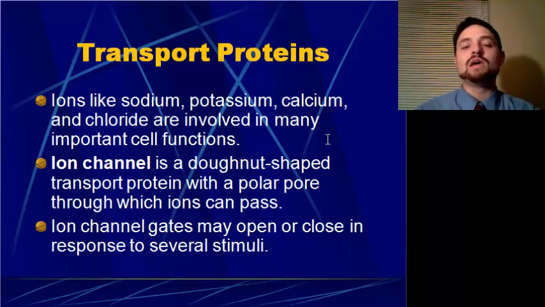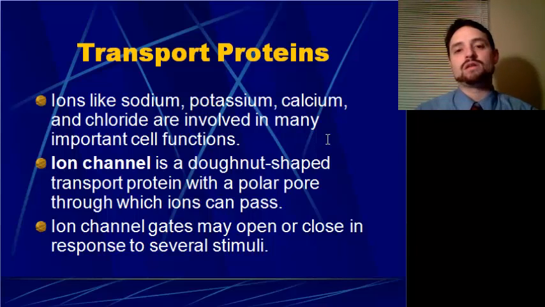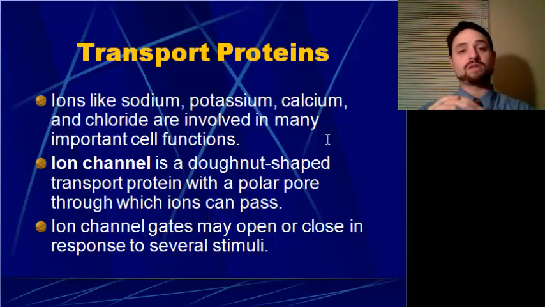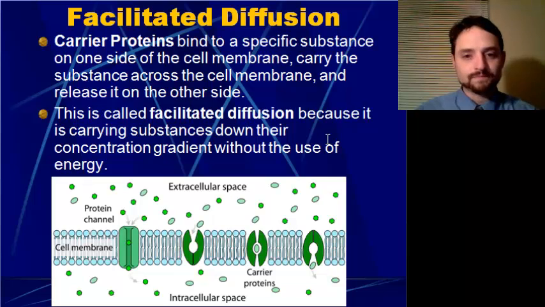Some ion channels have gates where they can open and close them so that the cell can dictate whether those ions are able to go out. You want to store some ions in the cell, and then other ions you want to keep out until certain environments are right. And then when the environment is right, they'll open that gate and allow that diffusion to take place to do whatever the cell needs to be done.